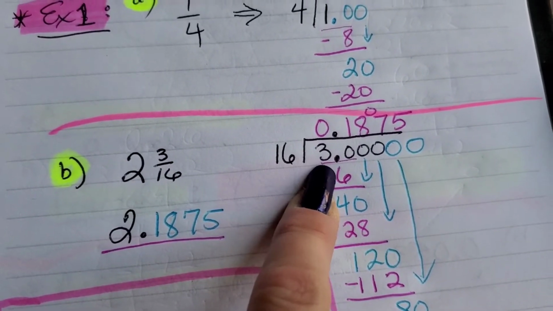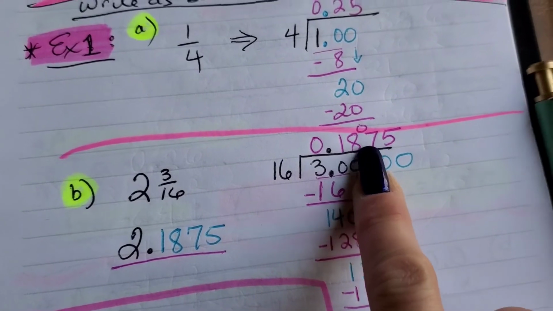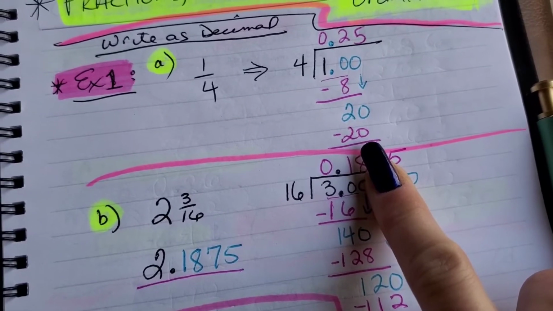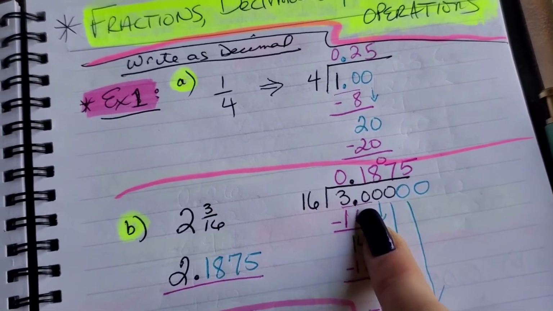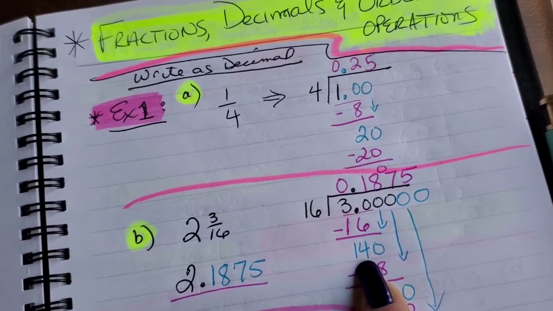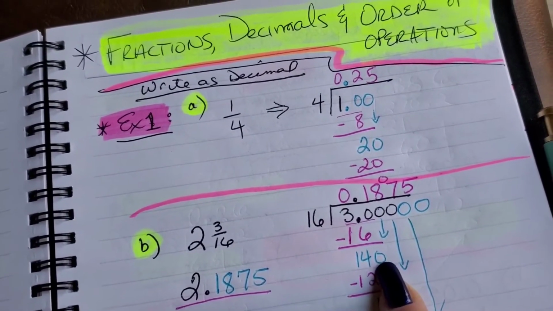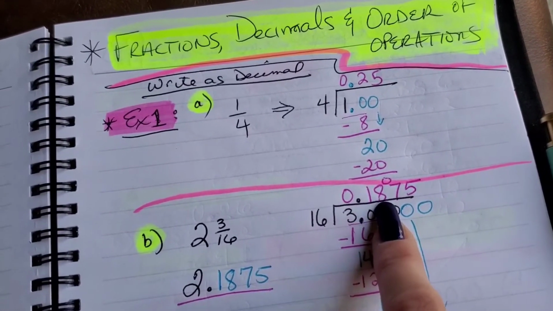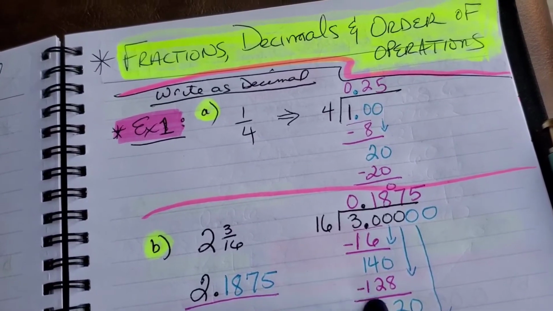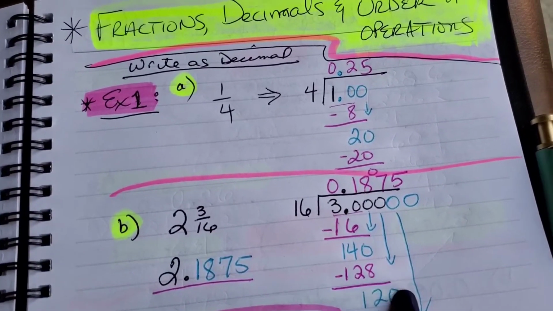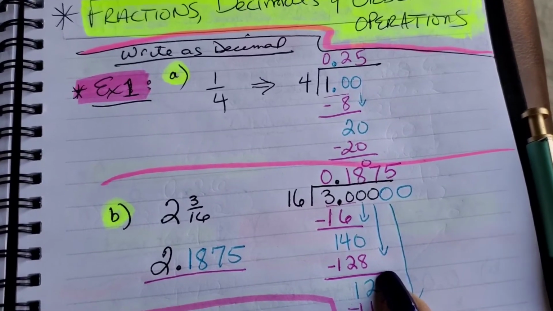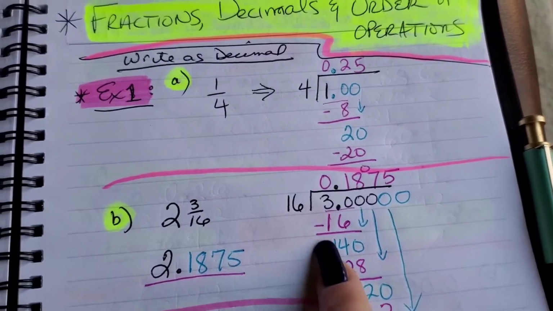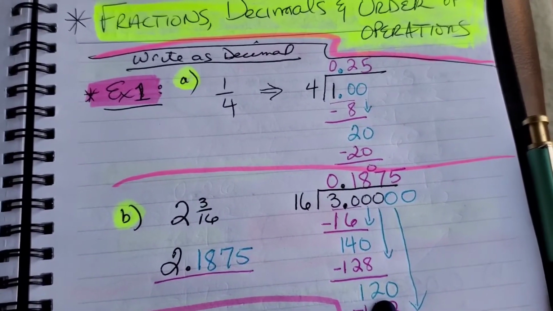16 doesn't divide into 3, but 16 can divide into 30, right? How many times? 1. So 1 times 16 is 16. 30 minus 16 is 14. Bring down the next 0. 16 divides into 140 8 times. 8 times 16 is 128. Subtract. We get a remainder of 12. So it's not a 0 yet. So we still have a remainder. So bring down your next 0. So how many times does 16 divide into 120?